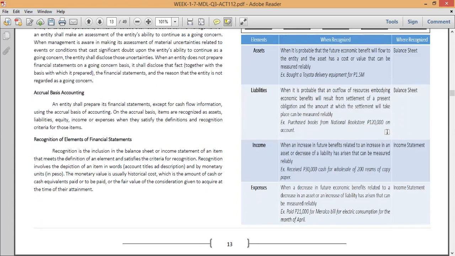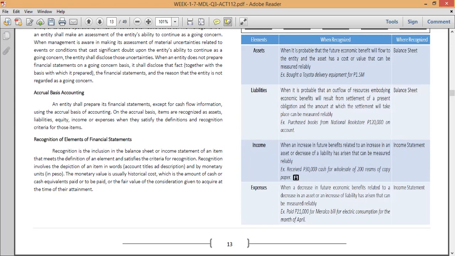The next is the income. When an increase in future benefits related to an increase in an asset or decrease of a liability has arisen that can be measured reliably. Example, receive 30,000 cash for wholesale of 200 reams of copy paper. Nagkaroon po tayo ng 30,000 cash sa pagbebenta ng 200 reams. So, automatic income po siya, 'di ba? Saan po natin siya makikita? Siyempre, sa income statement. Sa sales po siya.